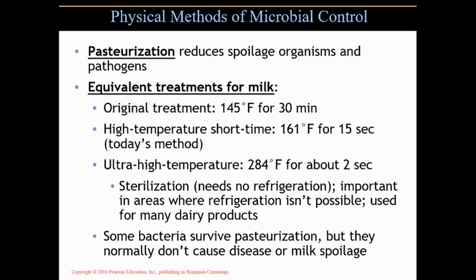But again, back to UHT, that achieves sterilization, which means no refrigeration is required. It's important in areas where refrigeration is impossible. It's used for many dairy products like half and half, and coffee creamers, for example. There's UHT milk as well. None of these milk products need to be refrigerated. Heavy whipping cream, for example, is UHT.